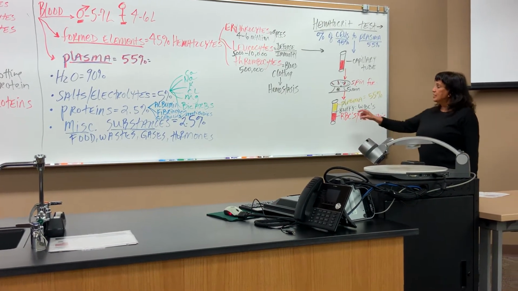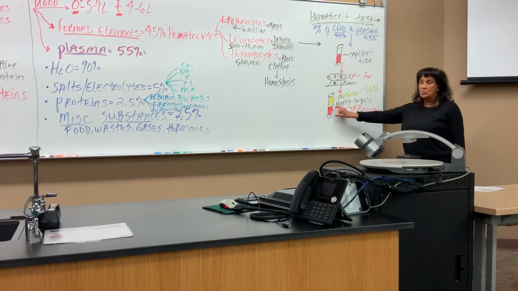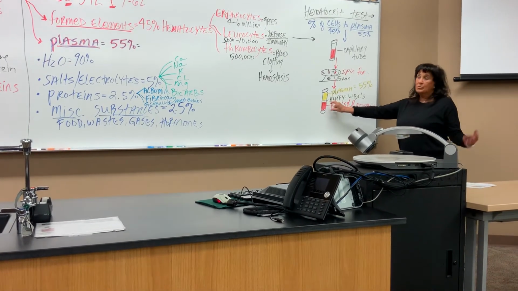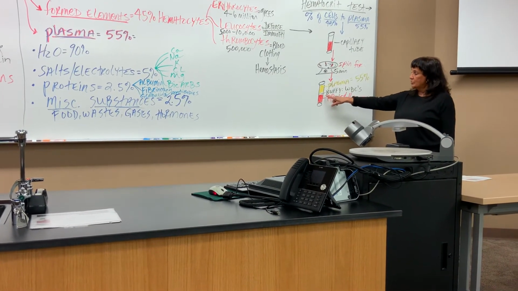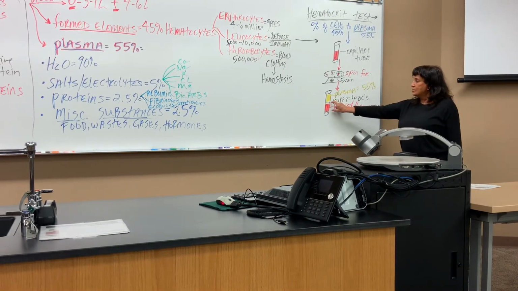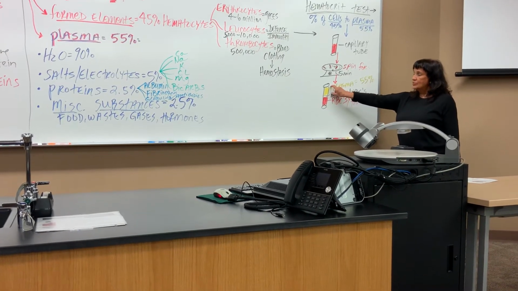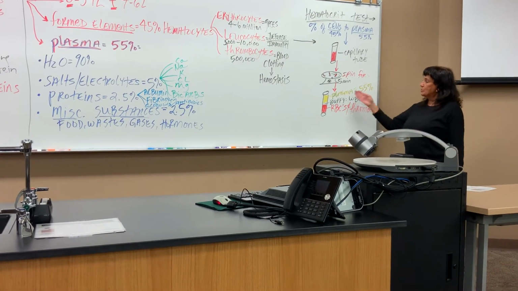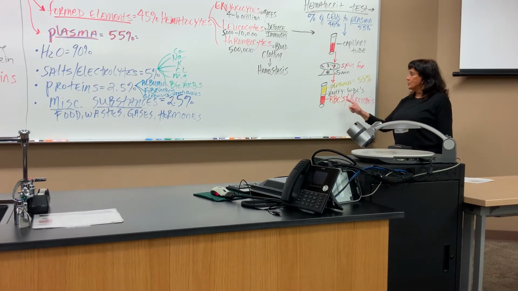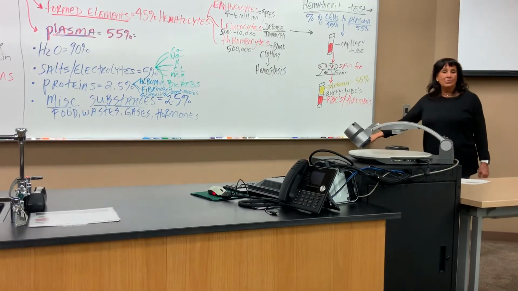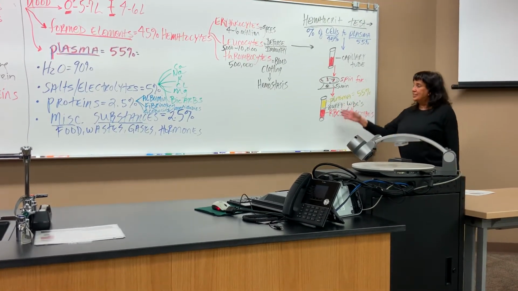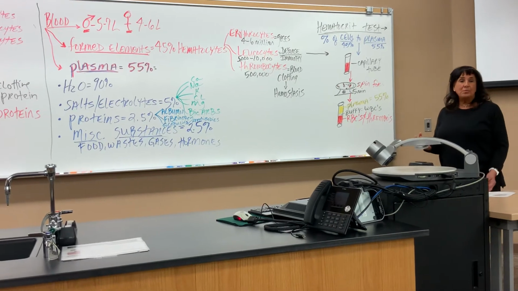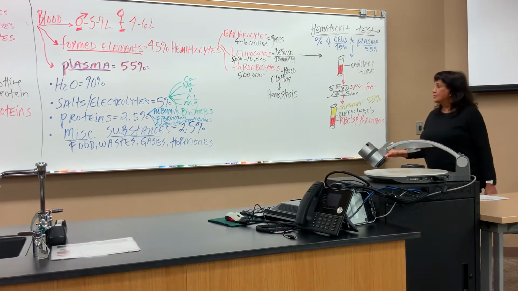And so basically, then we just measure with a special ruler, or you can just do it with a regular millimeter ruler. You can measure the amount of cells versus the amount of plasma. And so you should come up with 55% plasma and 45% cells down below, right? And so that's a quick indicator for whether you have the correct percentages of plasma versus cells.